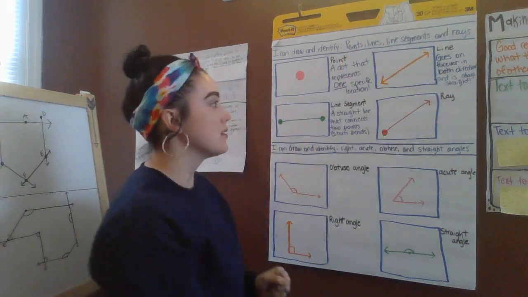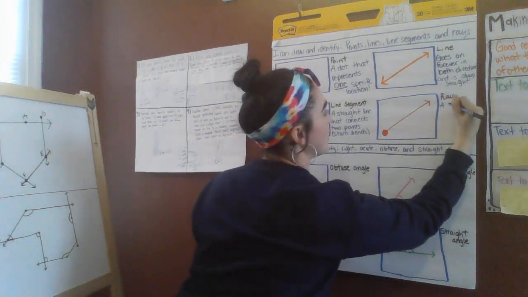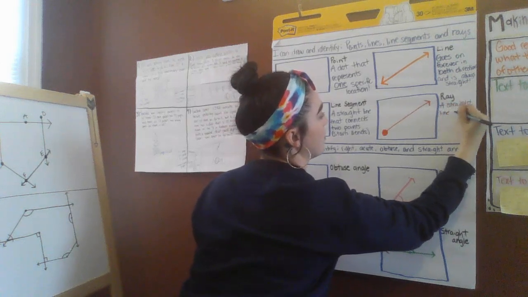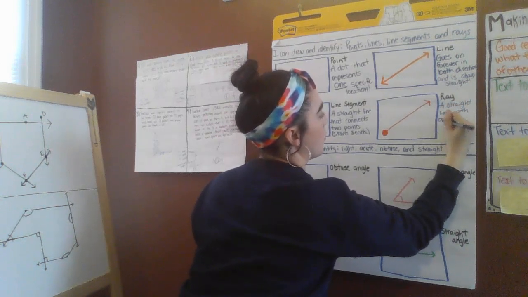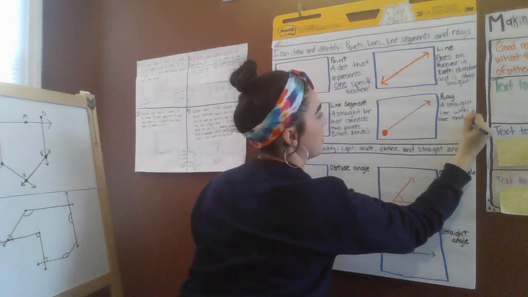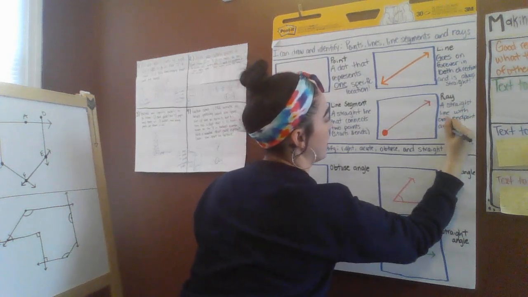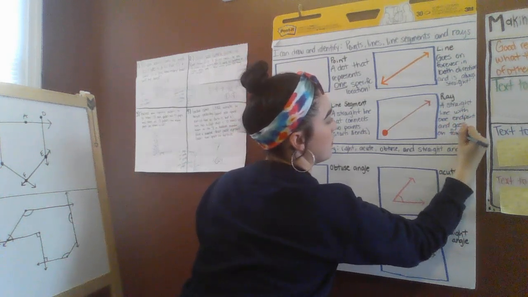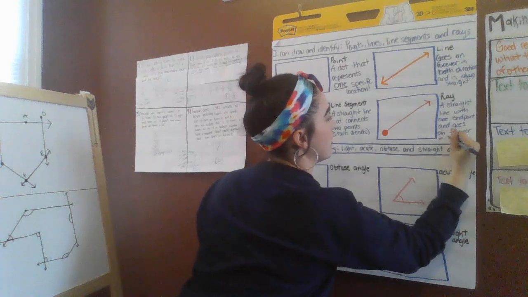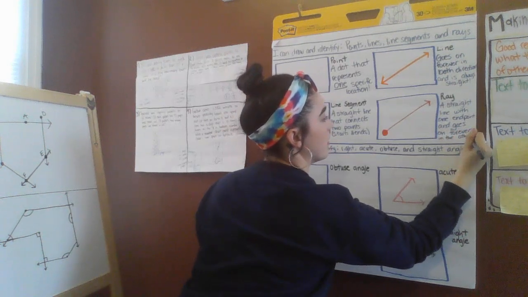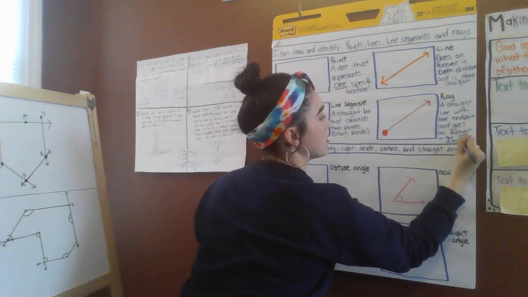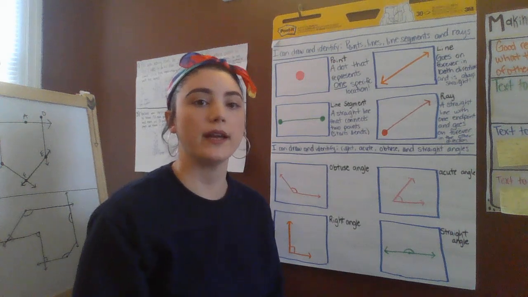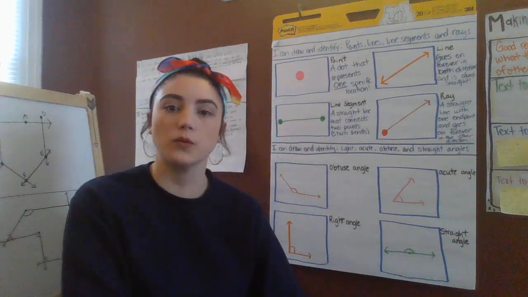So a ray has a starting point, but then it goes on. It doesn't end. So a ray is a straight line with one endpoint and goes on forever in the other direction. So those are the first four vocabulary words that you'll need to know from lesson 1.